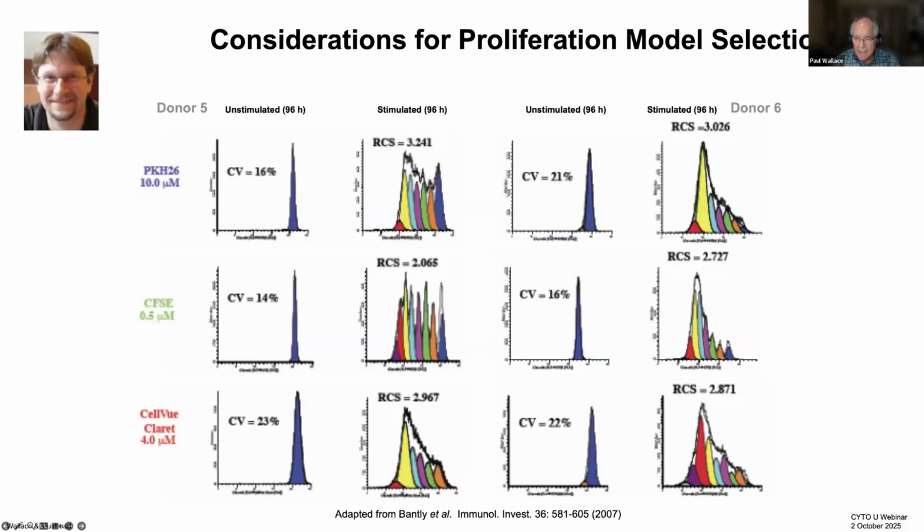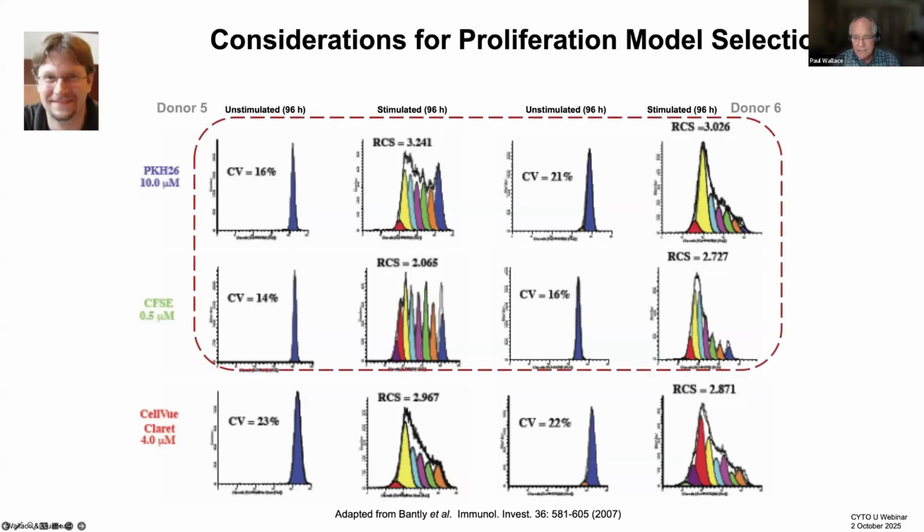This study, done by Drew Bantley at that time in Johnny Moore's lab, included peripheral blood mononuclear cells from 6 different donors. 5 and 6 are shown here. Harvested on 7 different days, stained in parallel with 3 different proliferation dyes, and stimulated for 96 hours with anti-CD3 and IL-2.